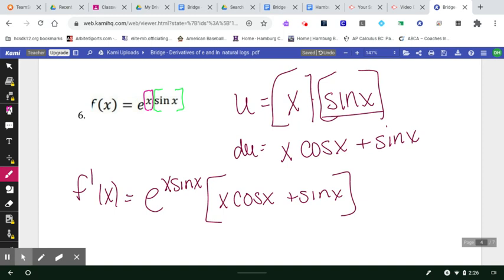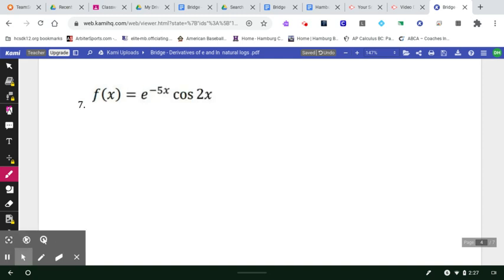Okay, so e to the u times du. And again, these parentheses are very important because there is a plus sign in here. One last question to tackle with our exponentials before we hit the logs.